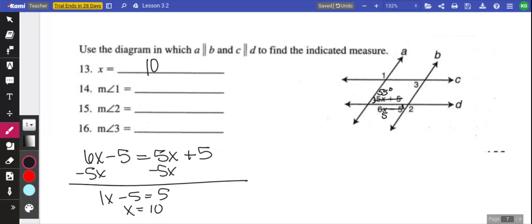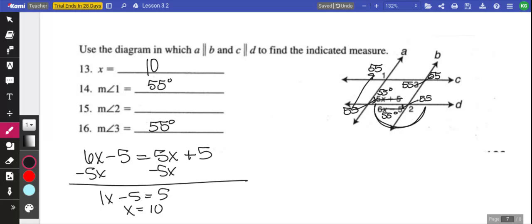So this is also 55. And vertical angles would say this is 55. Corresponding angles would say this is 55. Vertical angles would say 3 is 55. Since this one here is 55, this is 55. Vertical angles. This is 55, corresponding.